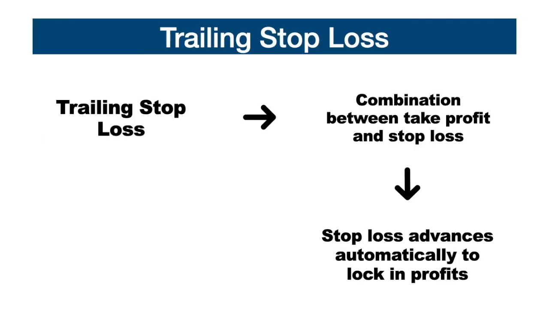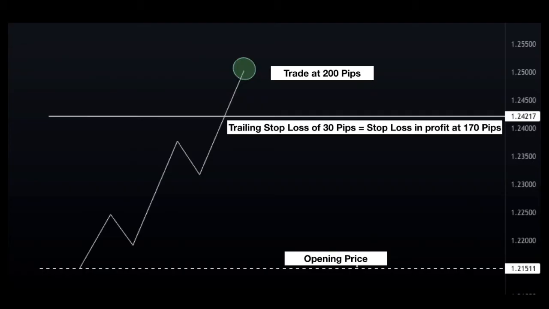The trailing stop loss is a combination between the take profit and the stop loss, and it is used to minimize losses and automatically secure profit for any given position. The trailing stop loss is simply a stop loss that automatically advances if the trade proceeds in profit. Instead of moving the stop loss manually, it automatically follows the direction of your analysis to lock in profits. You can set it with the amount of pips that you want, let's say for example 30 pips.